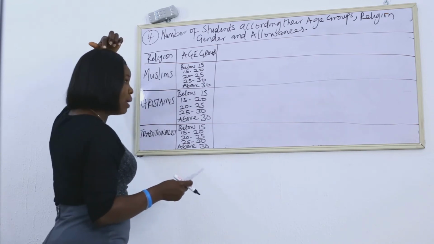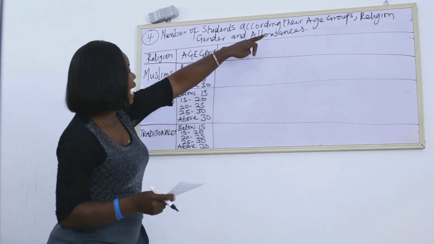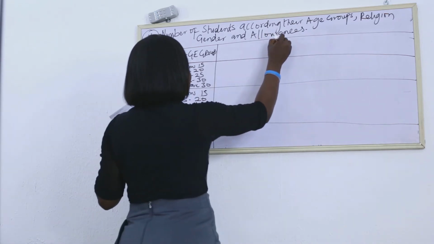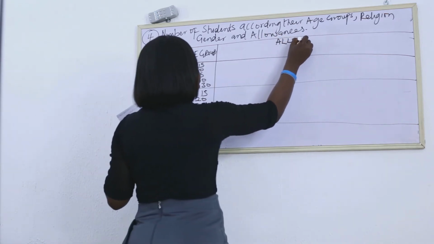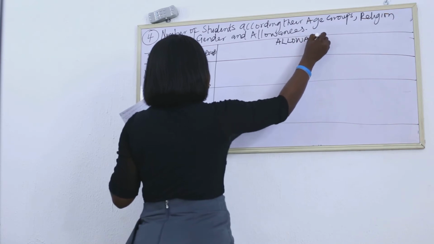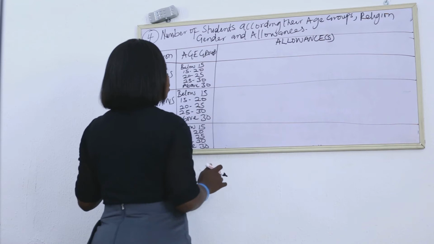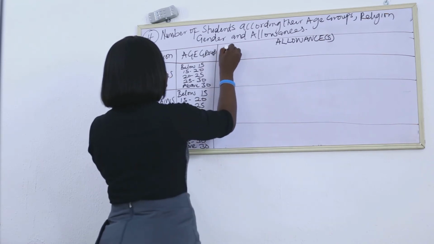Then one thing that we have not represented is the allowances and the gender. So I'm going to represent the allowances here, or the allowance attached to them. So I'm going to say the first set of allowance is what? 10,000 naira.